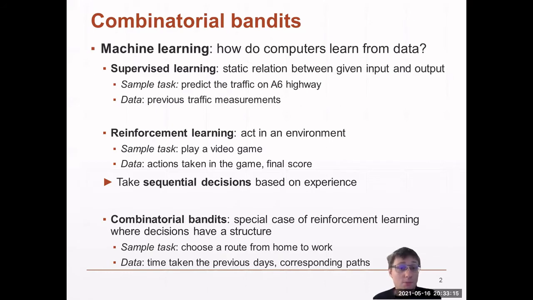Combinatorial bandits are a part of the larger field of machine learning, which is about the question, how do computers learn from data? The major part of supervised learning is learning a static relation between a given input and an output. For example, you might want to predict the traffic on a given highway. For that, you will be using as your data previous traffic measurements for this highway or maybe other highways.